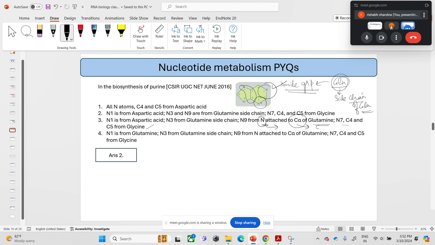So this one is correct. This one is correct. This one is correct. Only the N9 part, that is not provided by the glutamine side chain. That is provided by the glutamine amino group, not the glutamine side chain. Okay, so this leads to option 2 being correct.